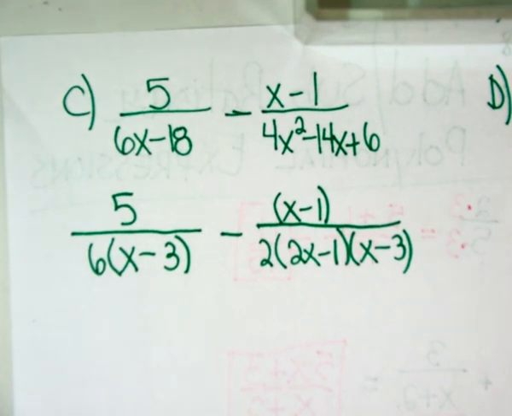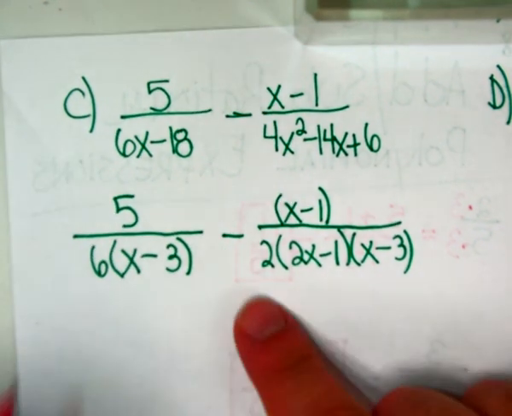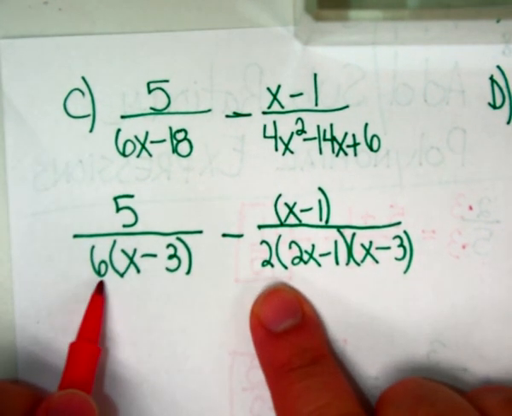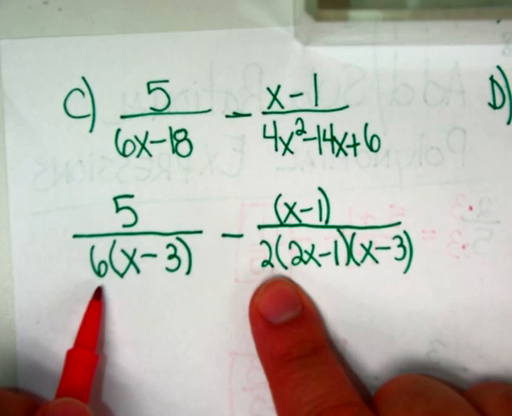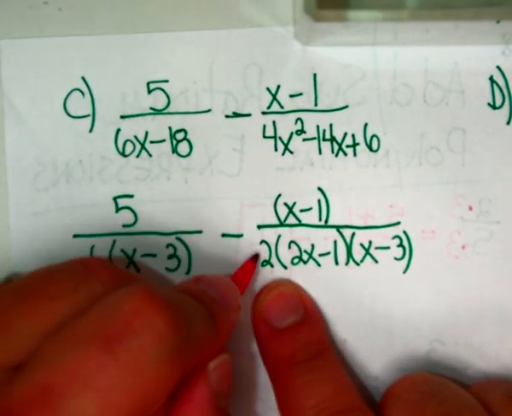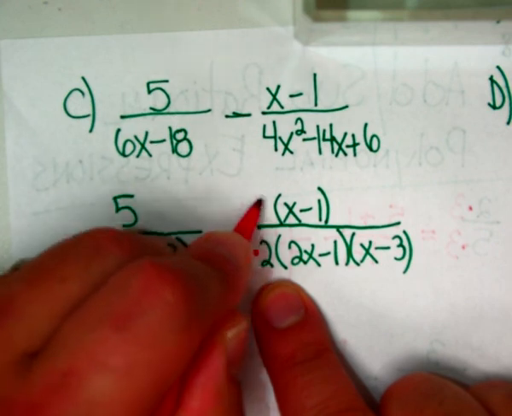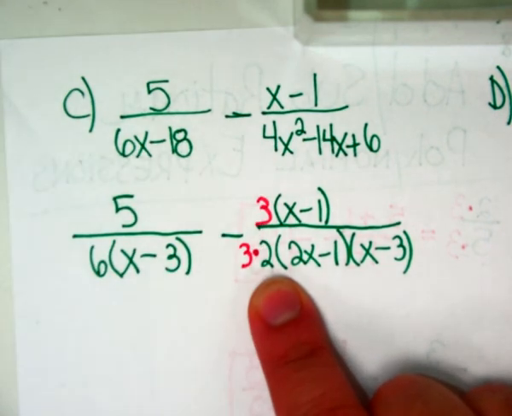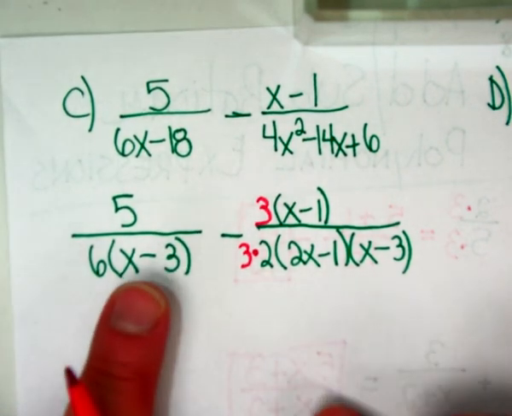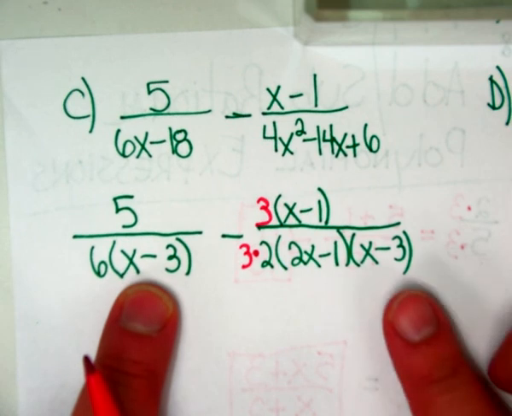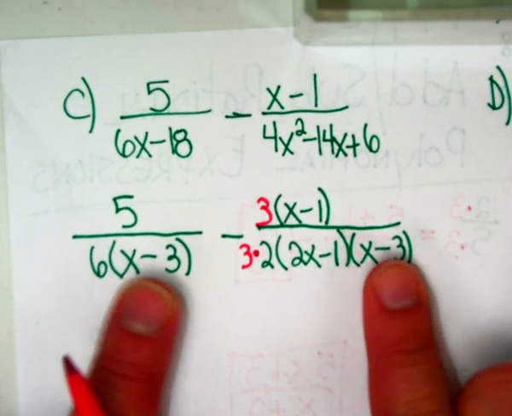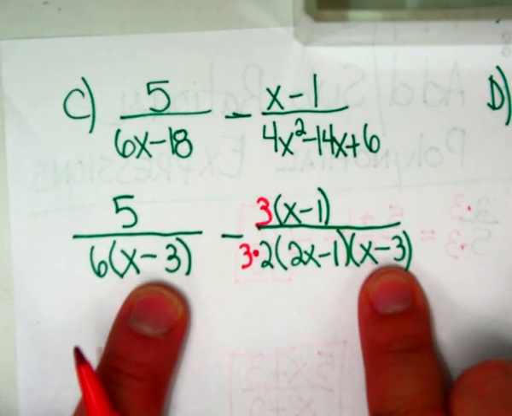Now, let's work on getting the denominators to be exactly the same. When we look at the monomial in the front, we have a 6, but we also have a 2 over here. The least common denominator of 6 and 2 is 6. So let's multiply this side by 3, and we're going to multiply the top also by 3. When we look at the next binomial, we have x minus 3 here, and we already have an x minus 3 here. So those are the same. We don't have to worry about anything else with that.